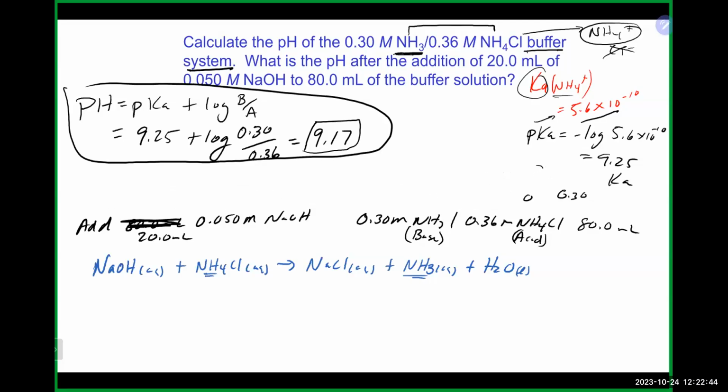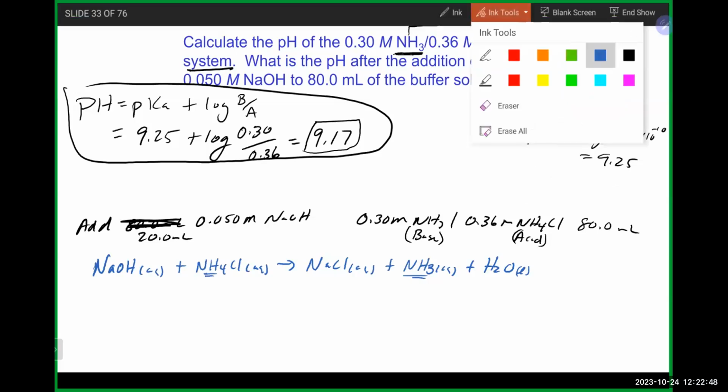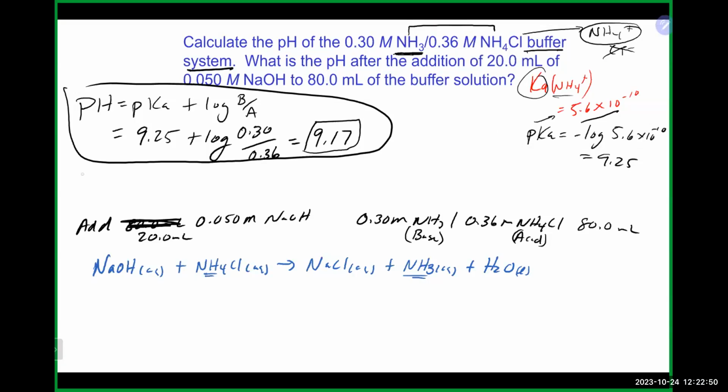All right, so if we want to calculate the moles of everybody going on here, we will take our 0.02 liters, which is our 20 milliliters converted to liters. We're going to times it by the molarity of our sodium hydroxide, moles per liter. And that will give us for our sodium hydroxide, looks like 0.001 moles of sodium hydroxide.